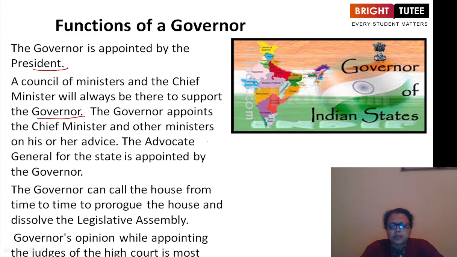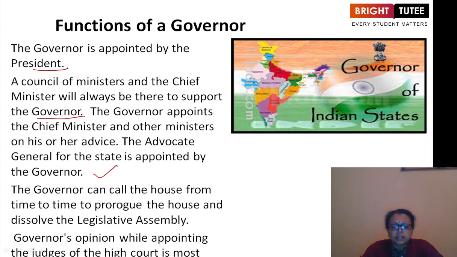The governor appoints the chief minister and the other ministers. With the advice of the chief minister, the governor appoints the other ministers. The advocate general for the state is appointed by the governor. The governor has the right to call meetings, to call the house from time to time, to prorogue the house and dissolve the legislative assembly.